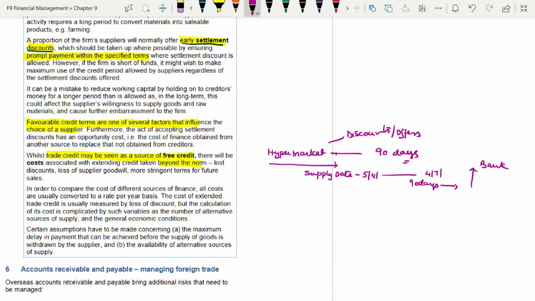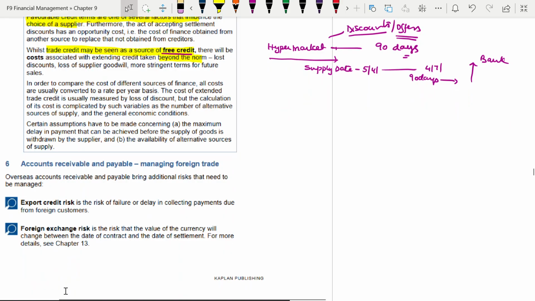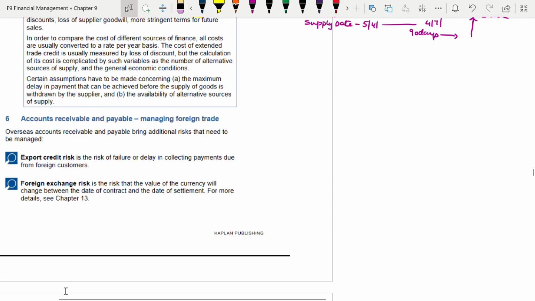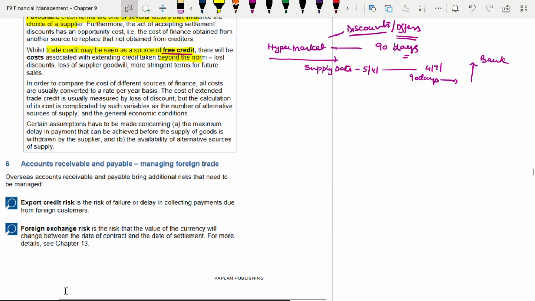Now you are getting 90 days? What are they getting? They are getting 90 days of free credit. Now you can understand why they are offering discounts, why they are giving so many offers, because they are getting the credit for 90 days. This is the concept of payments.